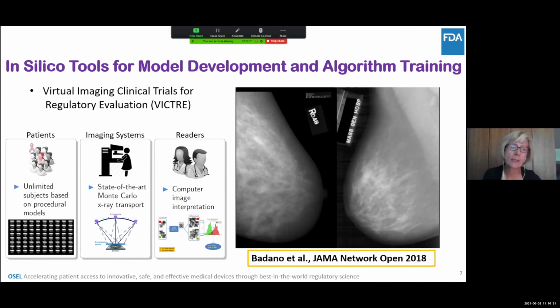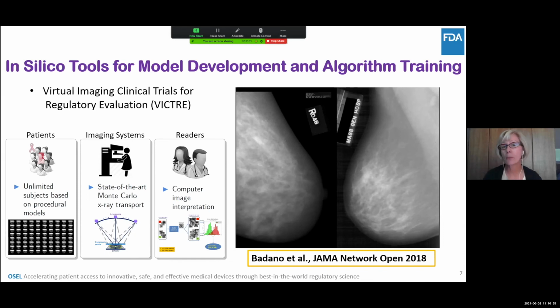And the tools that we developed included procedural models to model the breast. We have long been in the business of developing and making available state-of-the-art Monte Carlo X-ray transport computational models for doing the simulation of the imaging process, and we leveraged that for this project. And then we simulated the computer image interpretation, the image interpretation of the resulting images by computers, the reader part of an imaging clinical trial.